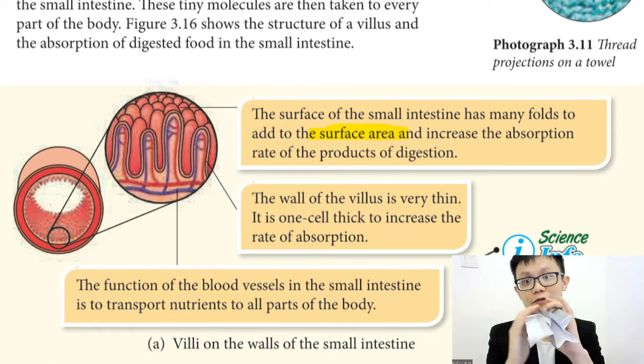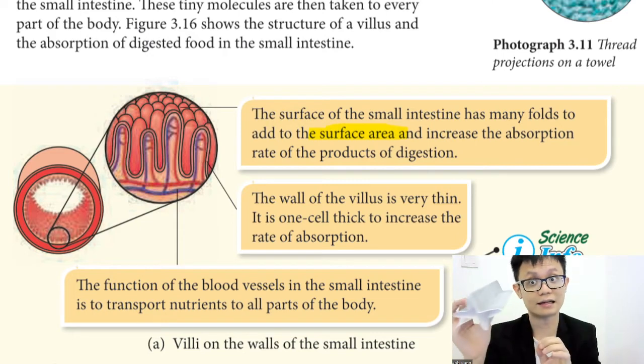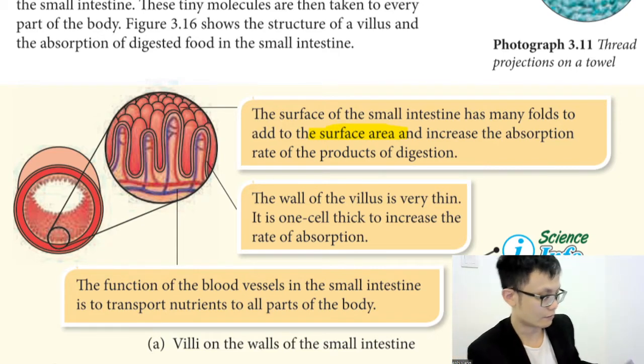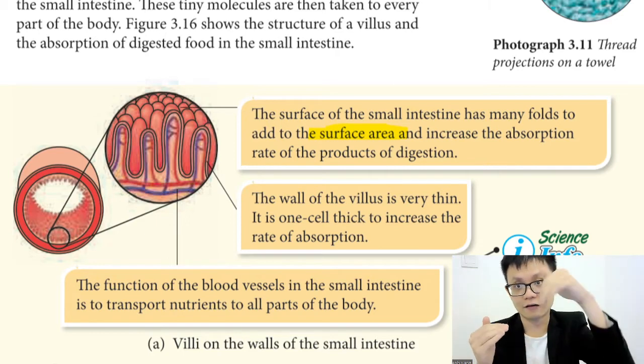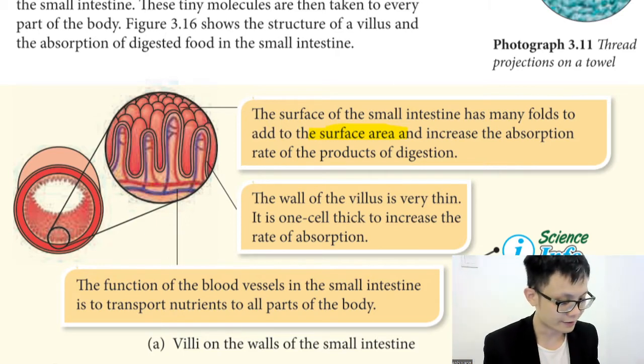Rather than a circle, where the absorption is lesser, you want to fold it so that you get more surface area. You get what I mean? Hopefully you get what I mean. That's why our intestine is always folded, right, up, down, left, right, zigzag, because you get more surface area.